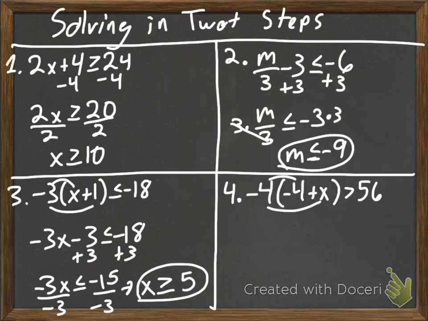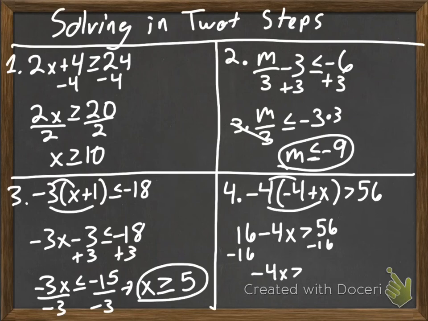Then we're going to use the same idea here for number 4. Distribute. Negative 4 times negative 4, 2 negatives make a positive. Negative 4 times x, negative 4x, greater than 56. So we're going to subtract 16, and we get negative 4x is greater than 40. Divide by negative 4. We divided by a negative, so our inequality flips. 40 divided by negative 4 is negative 10.